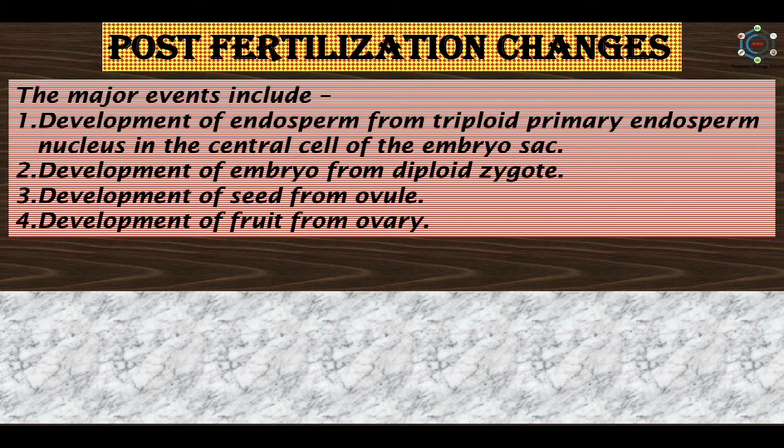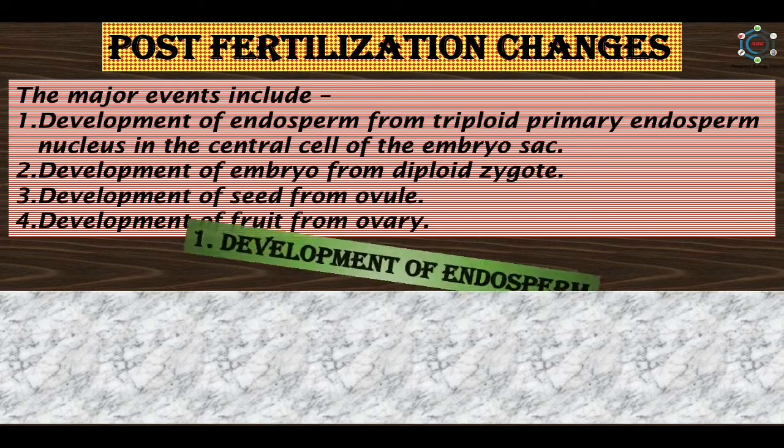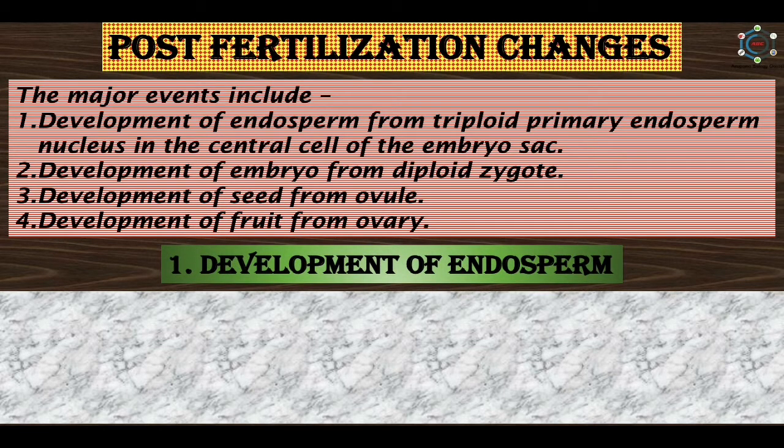So these are the steps in the post fertilization changes, and the first is the development of endosperm. So what is endosperm? Endosperm is a food-laden tissue formed during the development of the angiospermous seed, which provides essential nutrients to the growing embryo and also to the young seedlings at the time of seed germination.